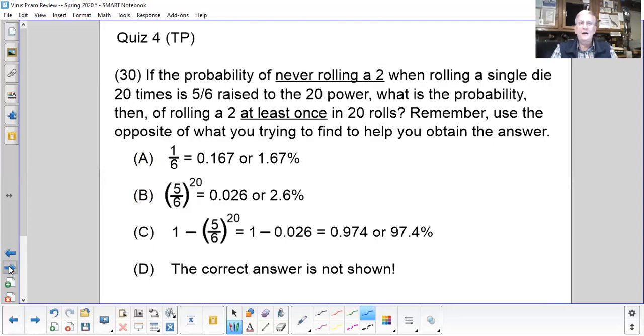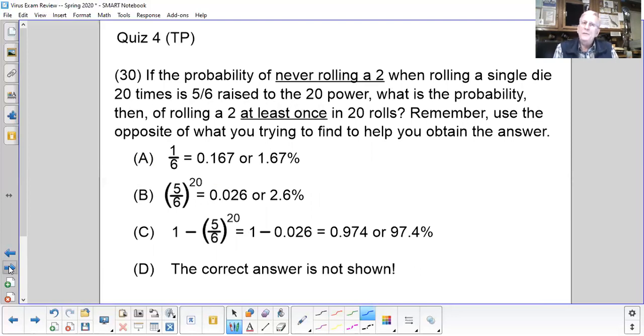And finally, for our last question on this pretend video quiz, the probability of never rolling a 2 when rolling a single die 20 times is 5/6 raised to the 20th power. First event, there's 5 ways out of 6 not to get a 2. Second event, 5 ways out of 6 not to get a 2. Third event, 5 out of 6 not to get a 2. So if you're rolling the die 20 times, it would be 5/6 multiplied together 20 times, or raised to the 20th power.